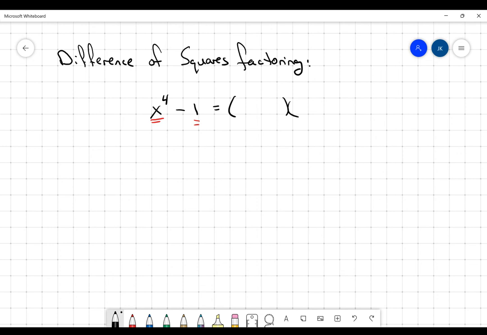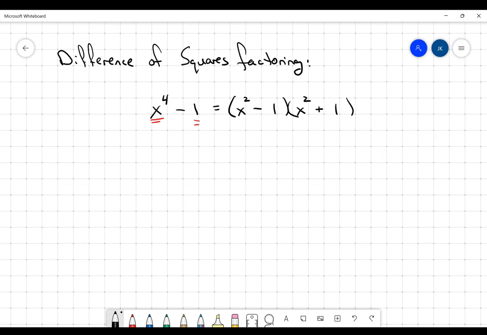So I'm going to pop those down there. I know I'm going to get two binomials here. The square root of x to the fourth is going to be x squared, and then minus, plus, and the square root of 1 is just 1. So it's a really simple one to work with here.